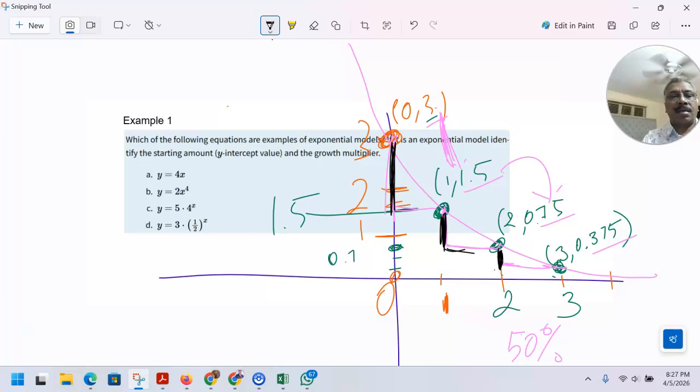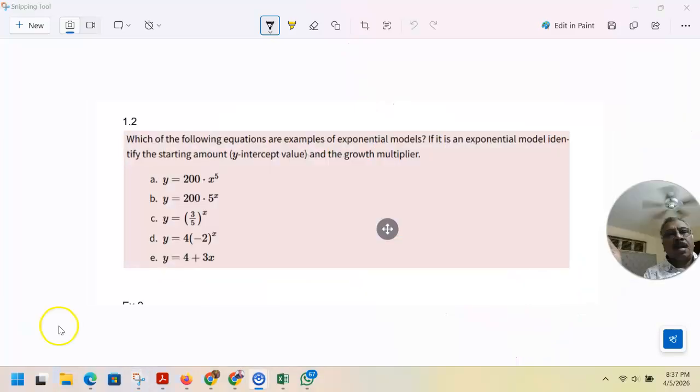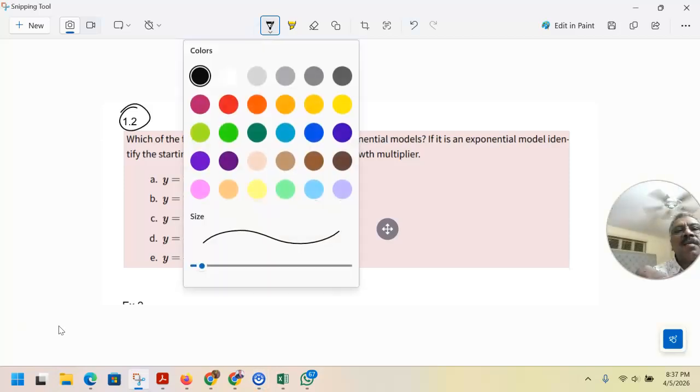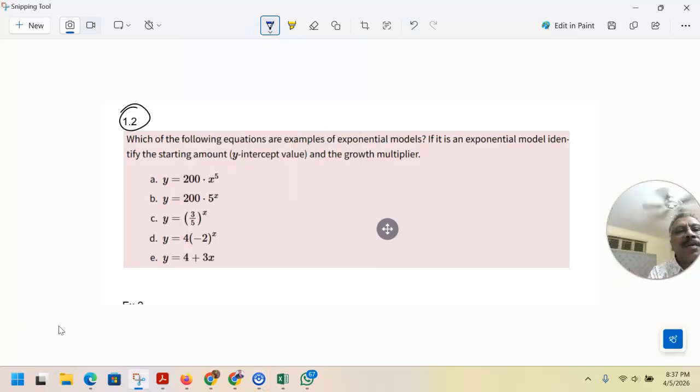Okay, so let's move to the next question. You could just do it by yourself, but still check your answers. I want you to pause this video and do it yourself. Which of the following is an example of an exponential model? And if it is an exponential model, we have to also identify the y-intercept and the growth multiplier.